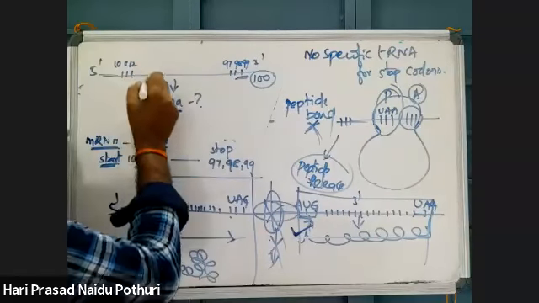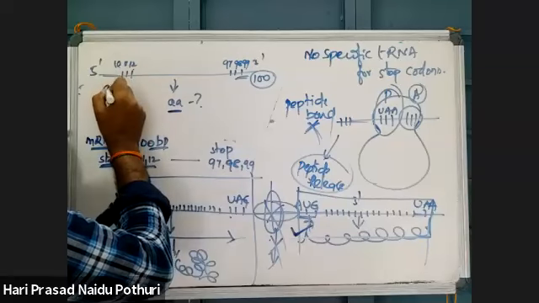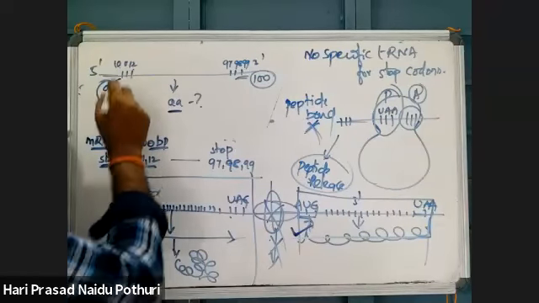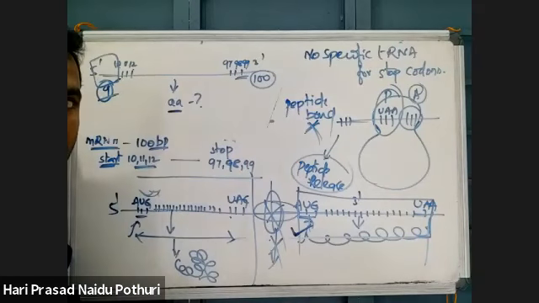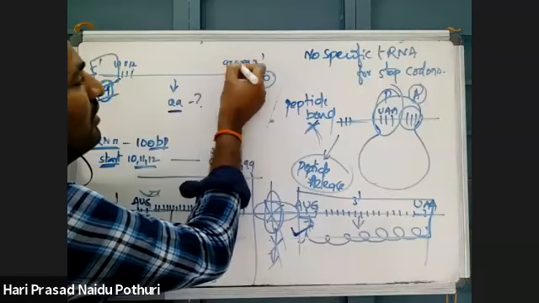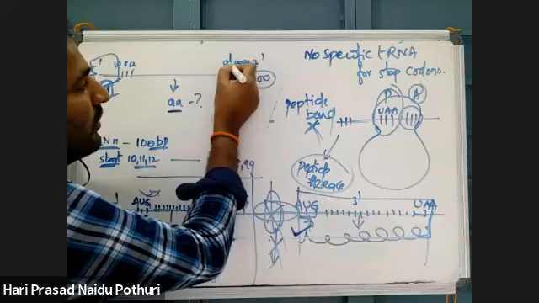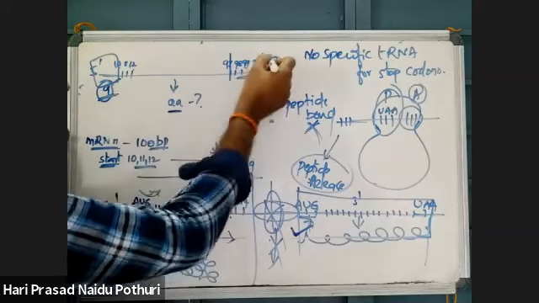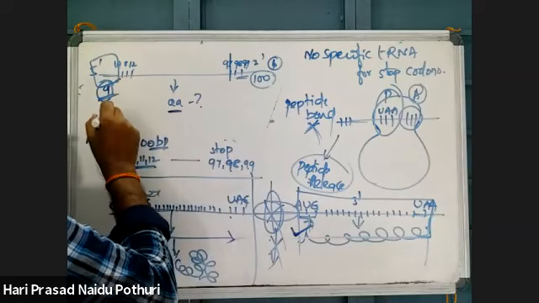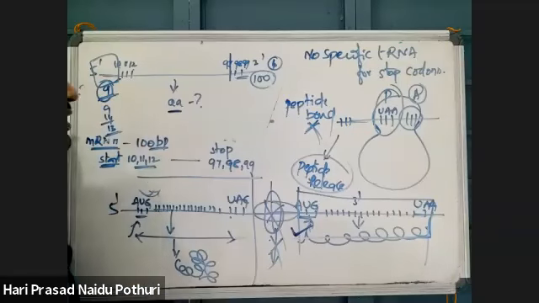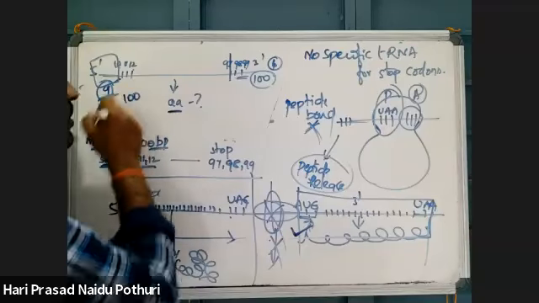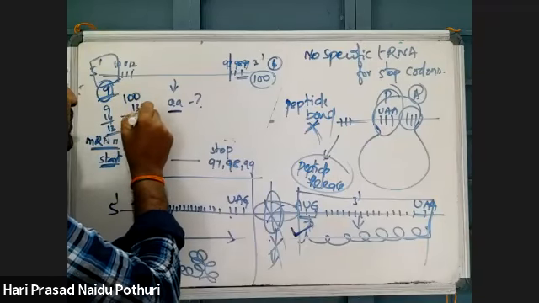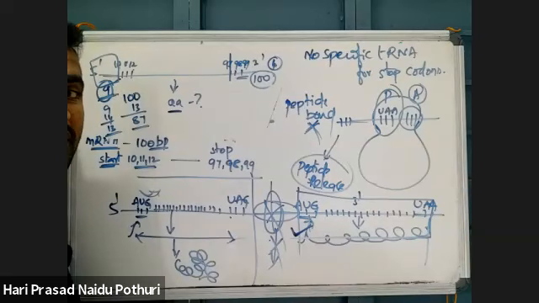See here, 10, 11, 12 means 9 nucleotides are not involved in protein synthesis. Right? Here, this stop codon is also not involved: 1, 2, 3 and 100. 4 nucleotides are not involved. So 9 plus 4 means 13 nucleotides are not involved. So total 100 nucleotides are there. In that, 13 are not involved, which means 87 nucleotides are involved.